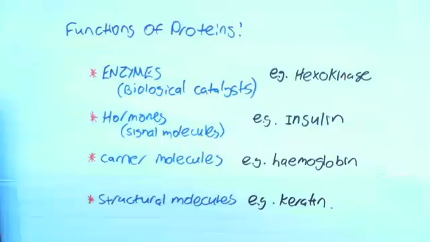Proteins can also act as hormones. So like we have insulin, which is involved in diabetes. It is a hormone involved in sugar balance in the blood. We have carrier molecules, so like I mentioned, hemoglobin, which carries oxygen around the body. That's crucial. And then we have structural molecules like keratin. Keratin's a protein that makes up pretty much all of your hair, and nails. So that's a fairly important structural protein as well.